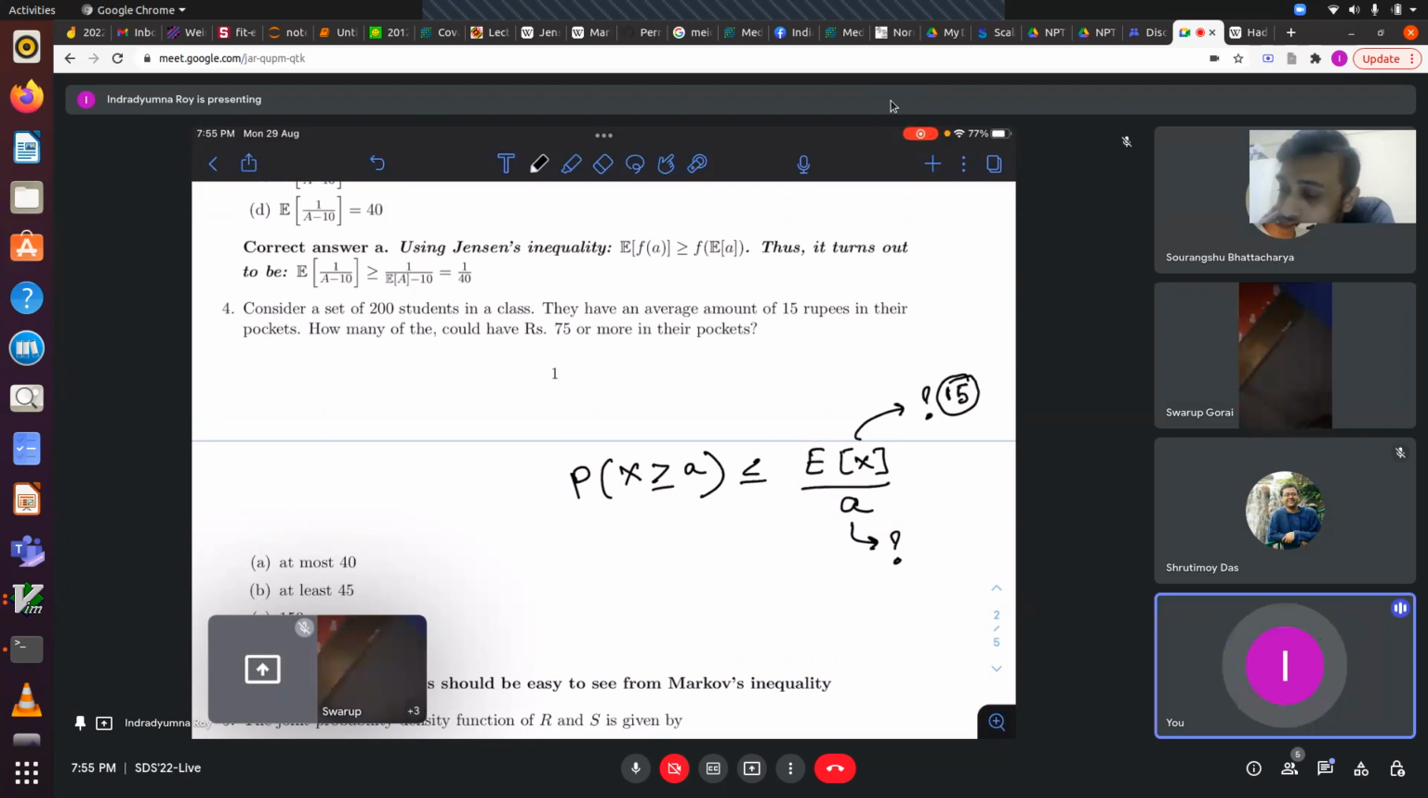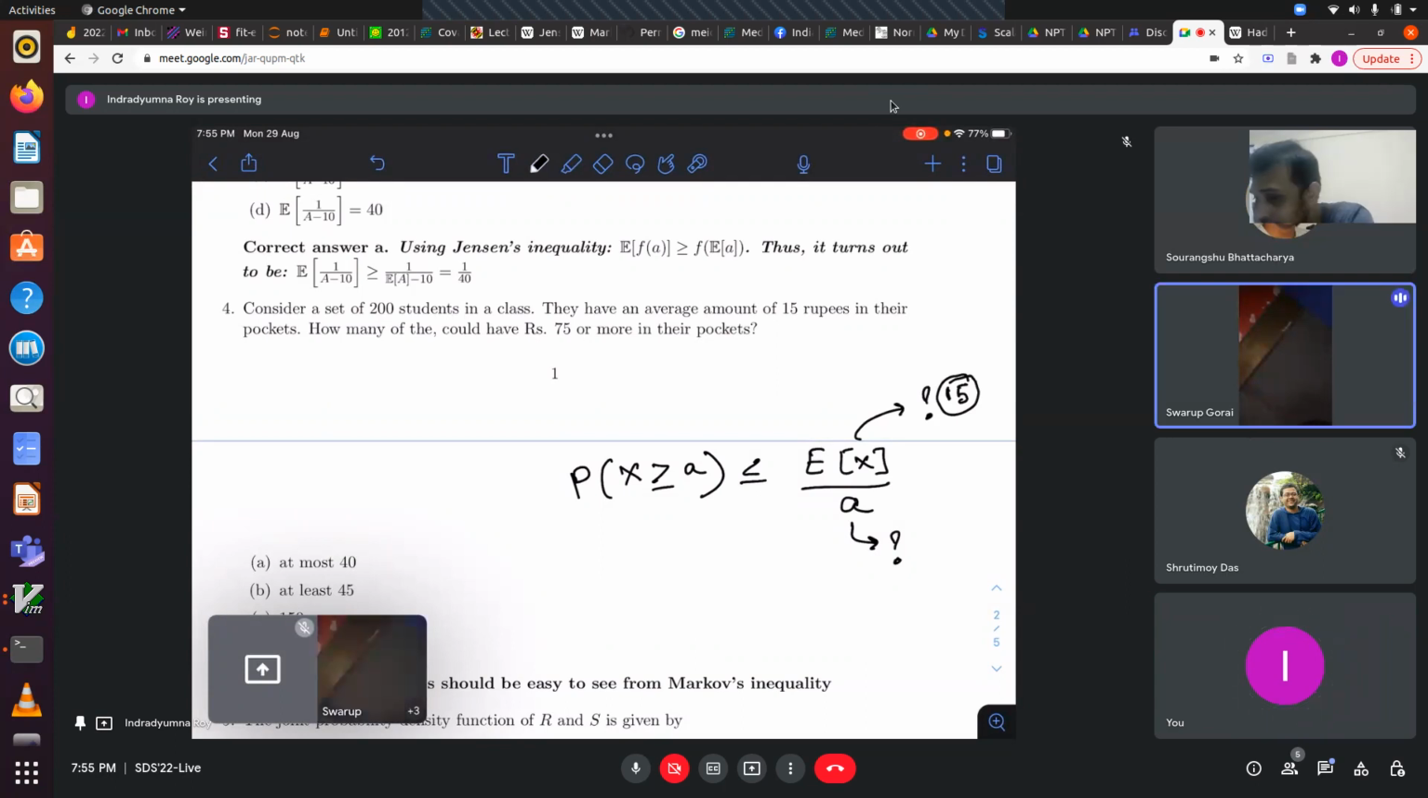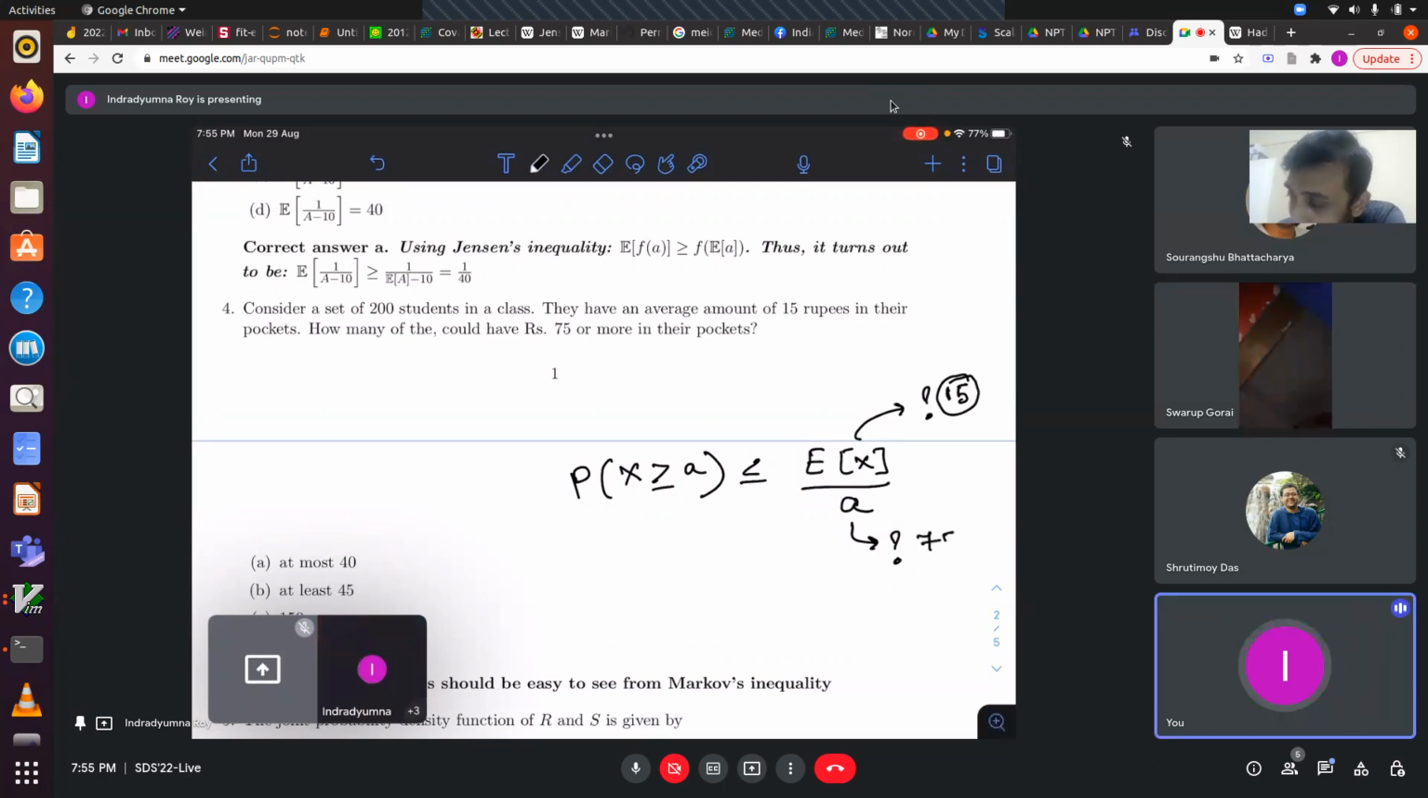So now again read the remaining part of the question and tell me what the value of A is. How many have 75 rupees in their pockets? This A is 75. Okay, so we know the value of this question mark and we'll put it here.